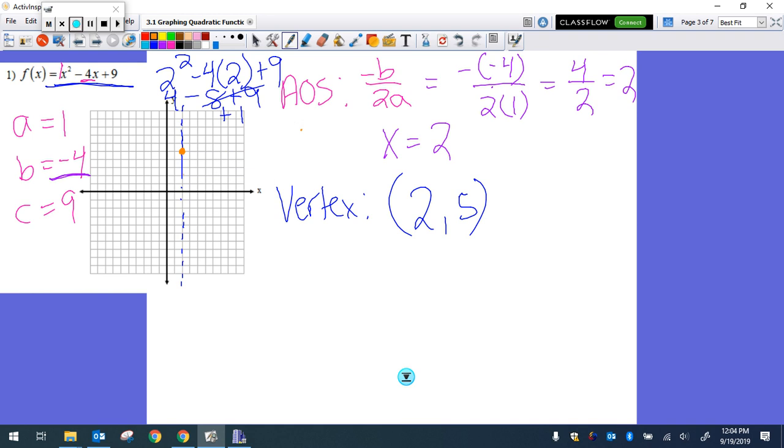All right, since A is positive, it's a positive 1. That means it's going to be concave up. It's going to open up, which means this vertex is going to be a minimum. That's going to be a minimum.